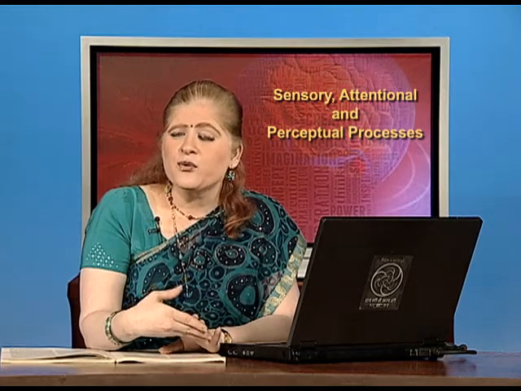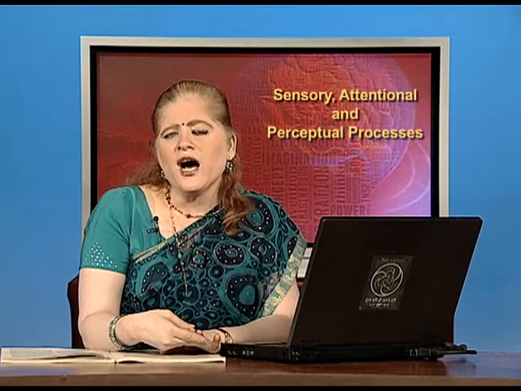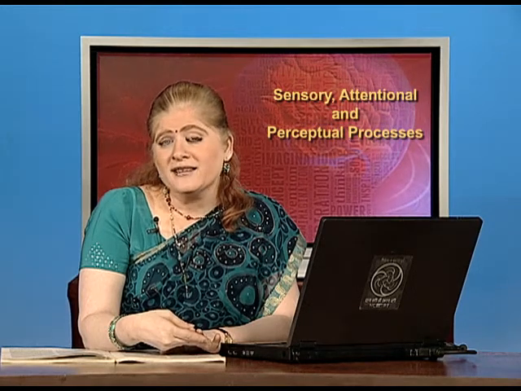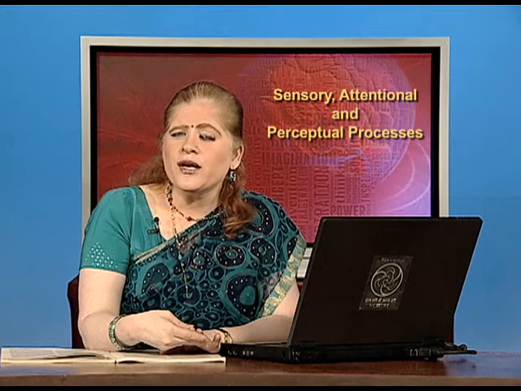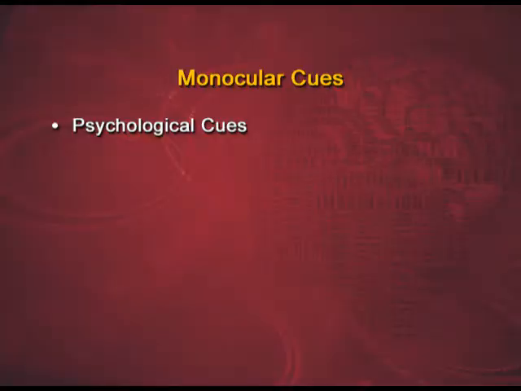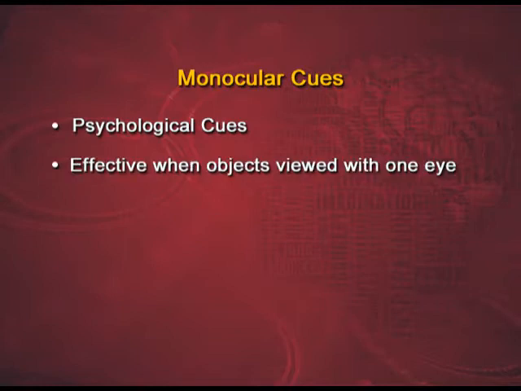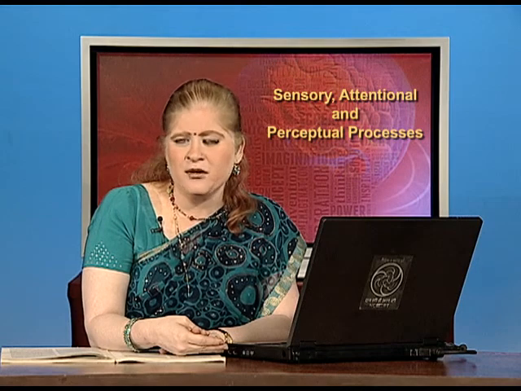This is done with the help of monocular and binocular cues. What are monocular cues? As is clear from the name, these are the cues that use only one eye for help. These are psychological cues. They are effective when objects are viewed with one eye. They are used by artists to induce depth in a 2D painting, and therefore they are called pictorial cues. Let us study some of them.